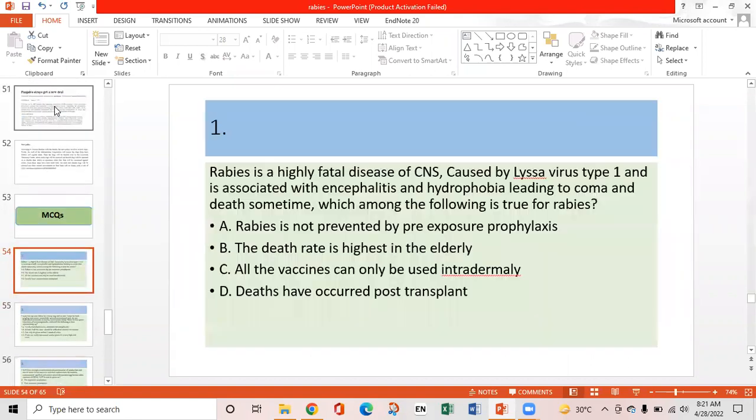Now MCQs. First MCQ: rabies is a highly fatal disease of the CNS that is caused by Lyssavirus type 1 and is associated with encephalitis and hydrophobia, leading to coma and sometimes death. Which among the following is true for rabies? Option A, rabies is not prevented by pre-exposure prophylaxis. Option B, death rate is highest in the elderly. Option C, all vaccines can be used intradermally only. And option D, deaths have occurred post-transplant. Option D is the right one. Deaths have occurred post-transplant.